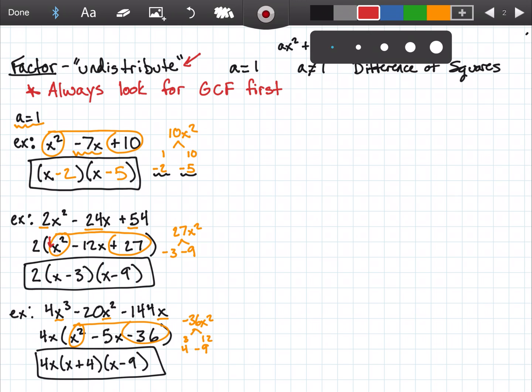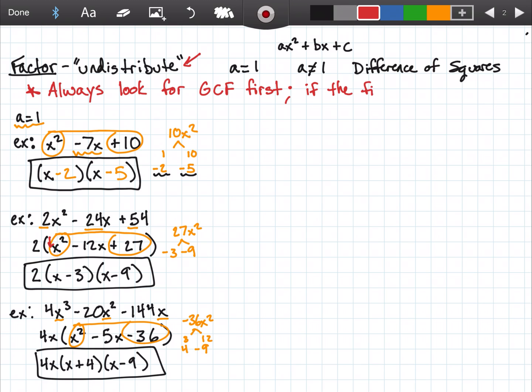Please also remember, if the first term is negative, factor out negative 1 as the GCF. Negatives totes count.